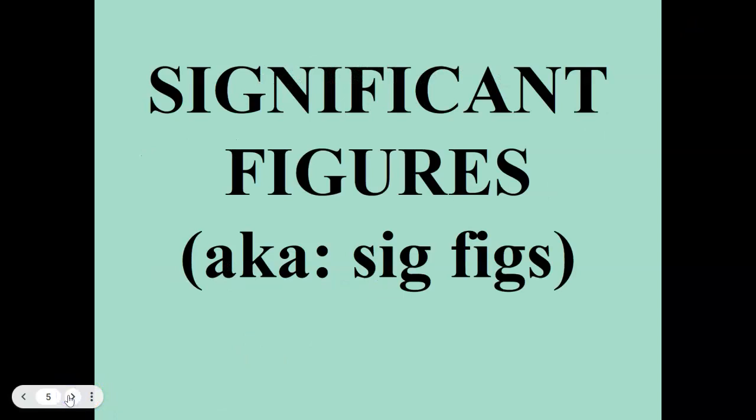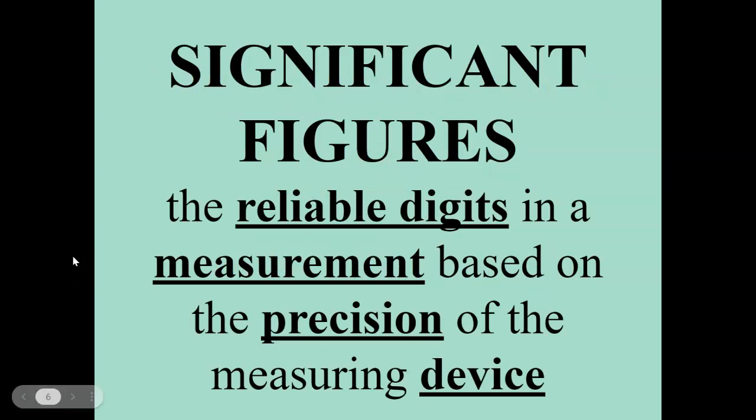Okay? All right, so now that we've gotten a quick refresher on scientific notation, let's talk about today's topic, which is significant figures, aka Sig Figs. And that's how you'll hear me refer to them throughout the course. So a Sig Fig is the reliable digits in a measurement based on the precision of the measuring device. Okay, so these are the reliable digits in the measurement. All of these Sig Figs are coming from measurements. We use significant figures when we measure something. So that could be length, it could be volume, it could be density, whatever. It's a measurement of something and we need to know the Sig Figs for that measurement.